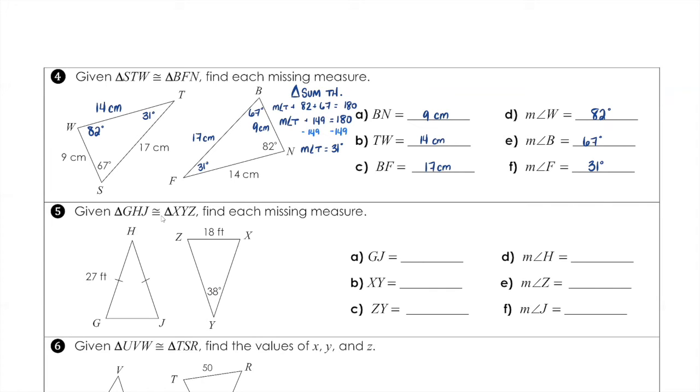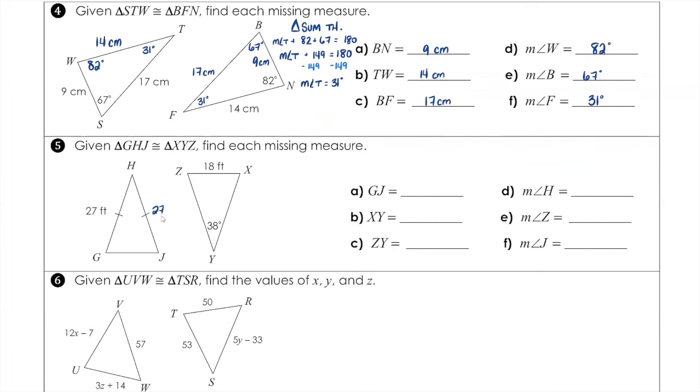Let's look at our next congruent relationship. GHJ is congruent to XYZ. What kind of triangles do we got here? Isosceles. How do we know they're isosceles? They're congruent, two congruent sides. Very nice. So if HG is 27, what's HJ? 27. So what would YZ and YX be? 27.